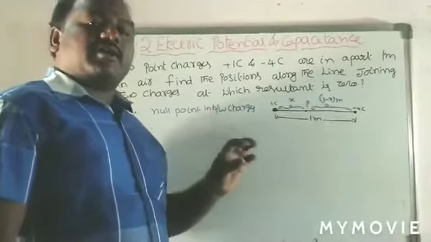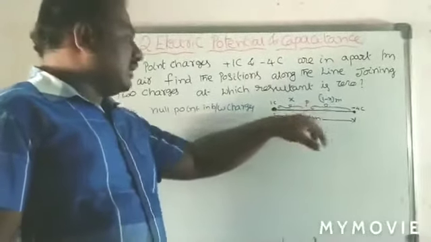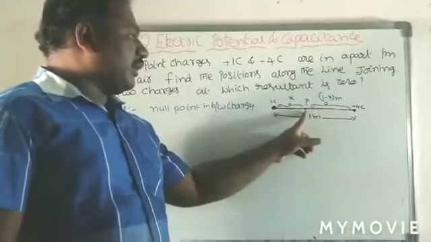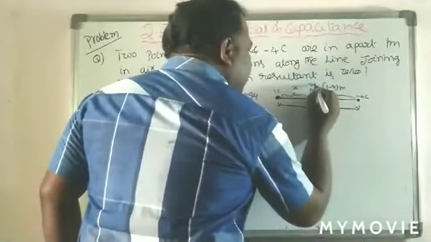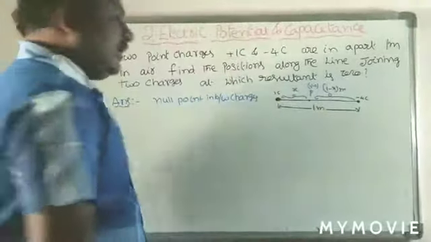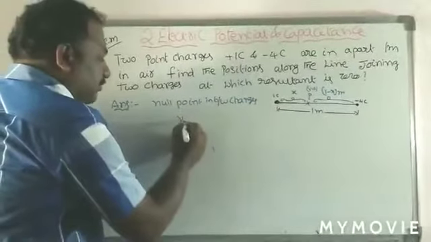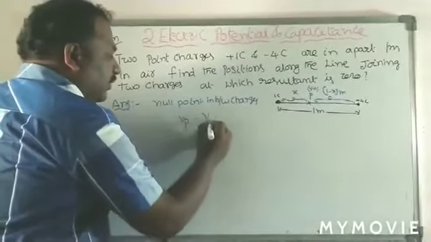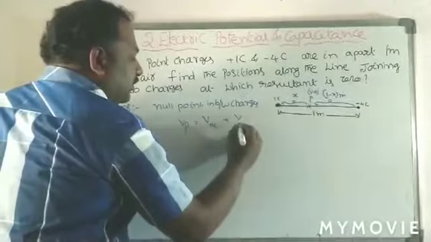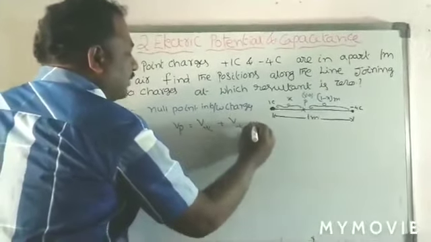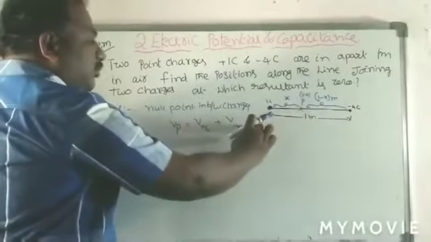Now the zero potential point, or null potential point, in the first case lies in between these two, that is, on the line joining the two charges at a point P. We assume the potential is 0. That is known as the null point. Here we have to calculate the null point. The condition for the null point is that the potential at point P is equal to the potential due to this 1 coulomb plus the potential due to minus 4 coulomb, and this value is equal to 0. Null point means 0 potential.